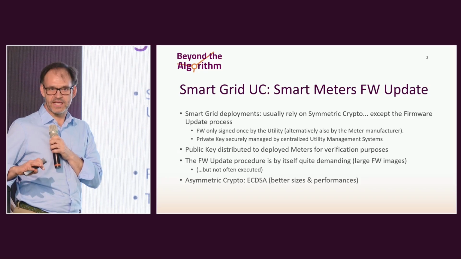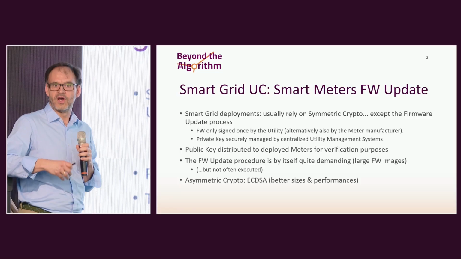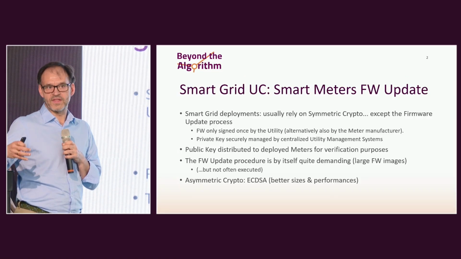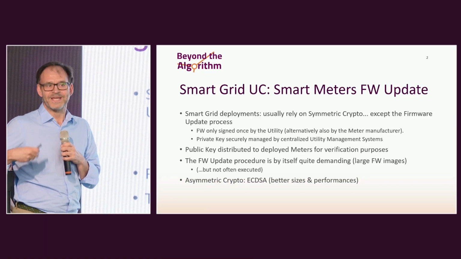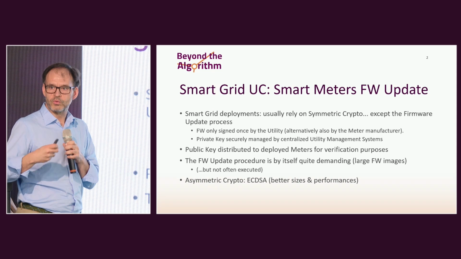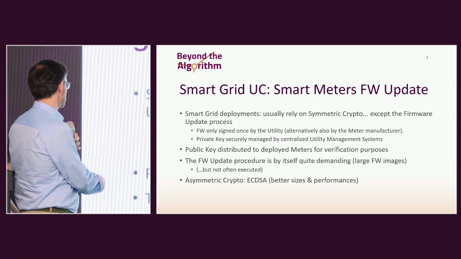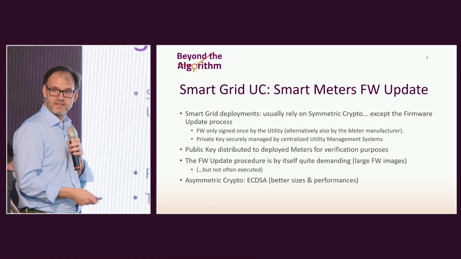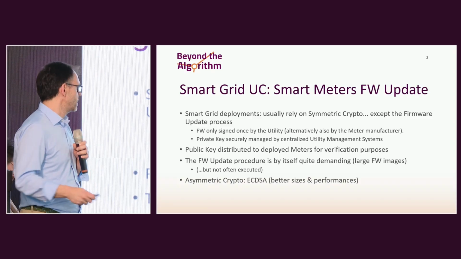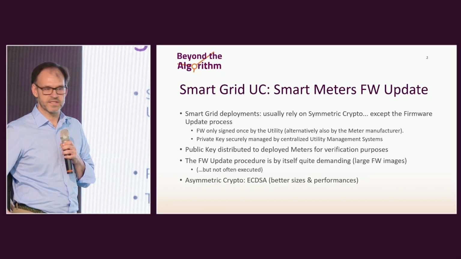In these scenarios, the firmware update process tends to be by itself, not considering the cryptography, quite demanding because of large images, because of the low processing capacity of the network, because of the topology of the network. The process tends to be quite demanding, and going to post-quantum crypto could make it even more demanding. Based on the current standards, this is protected by elliptic curve DSA, just because it provides better performance and better sizes for this environment.